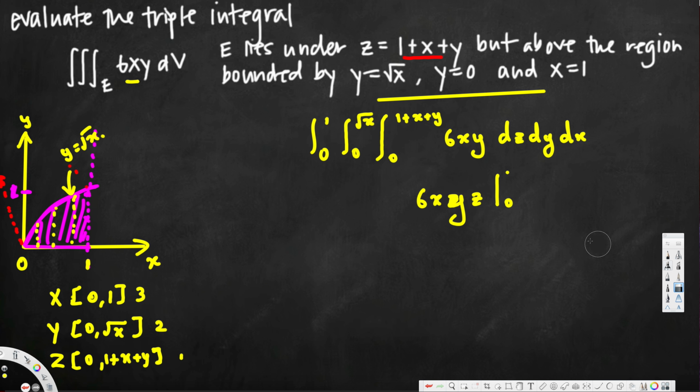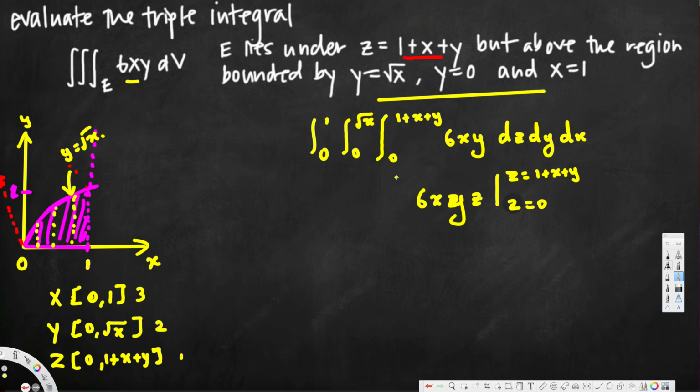But here it's always better to write z is equal to 0 and z is equal to 1 plus x plus y, because we have three variables. It's always easy to make a mistake. So it's always better to write z is equal to this one, y is equal to this one, x is equal to this one. Now here z is equal to 0, z is equal to 1 plus x plus y.